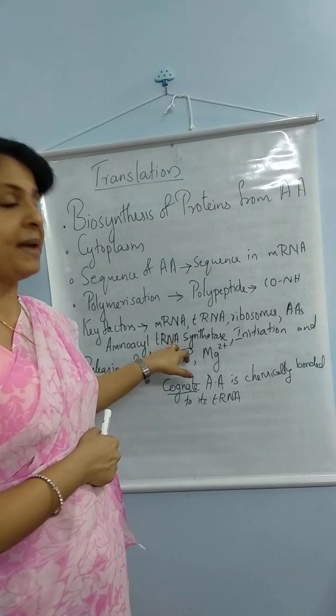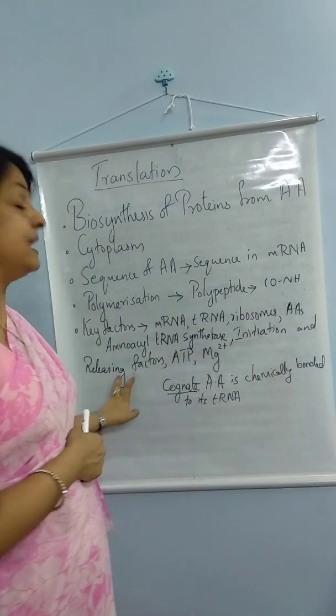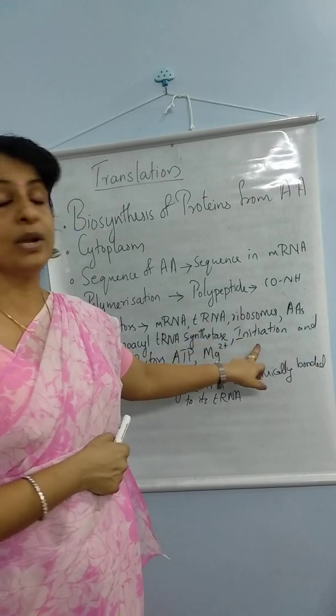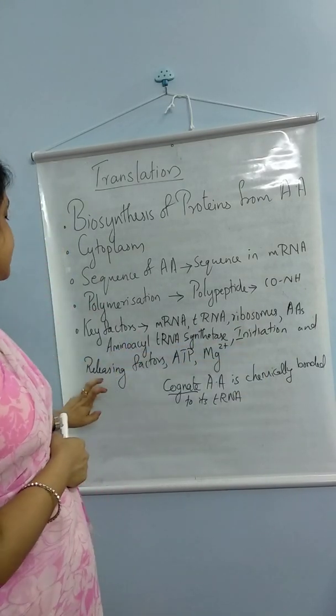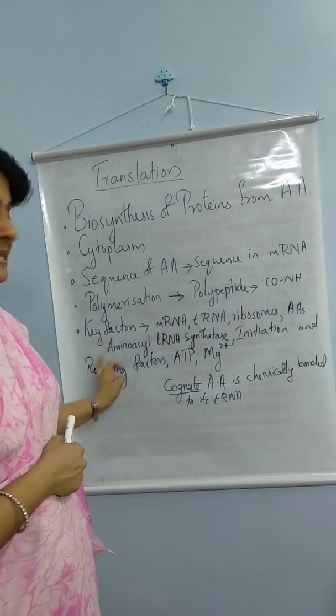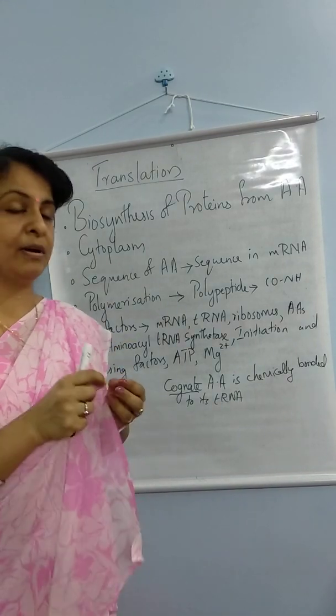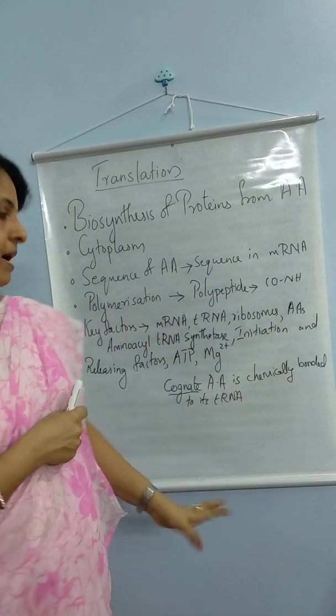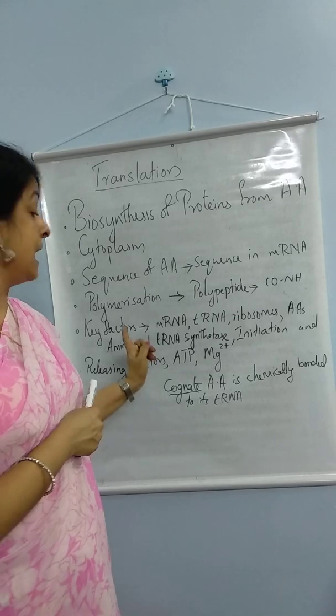Now, this is the main enzyme. Then initiation and releasing factors. These are certain proteins needed for this process. Starting proteins are called initiation factors and ending factors are called releasing factors. Because at the last stage the ribosome separates, they release the newly formed protein and the mRNA. That's why they are called releasing factors.